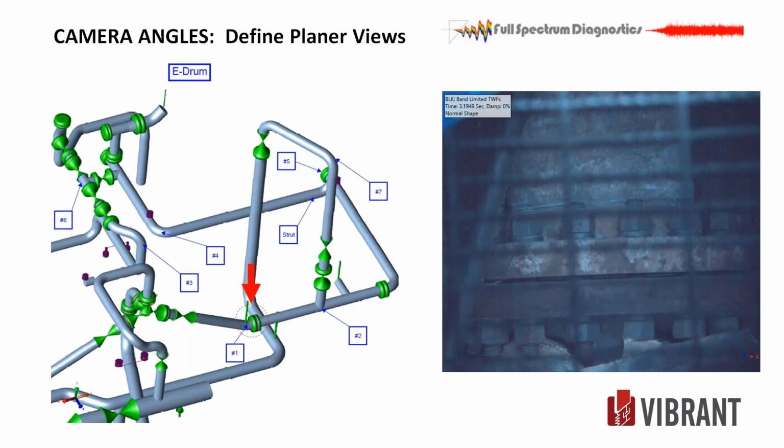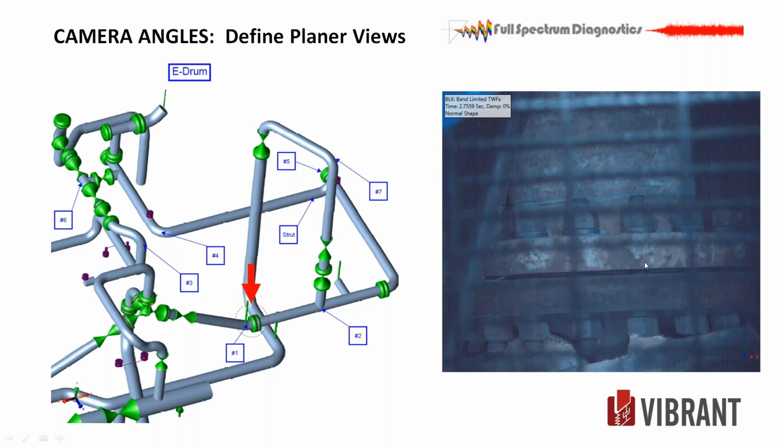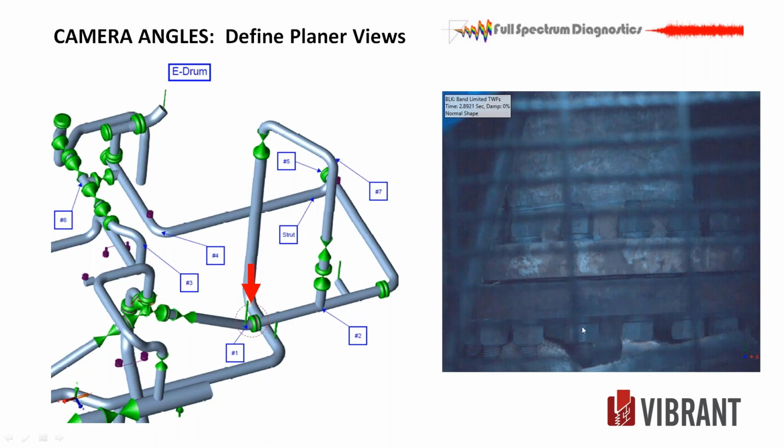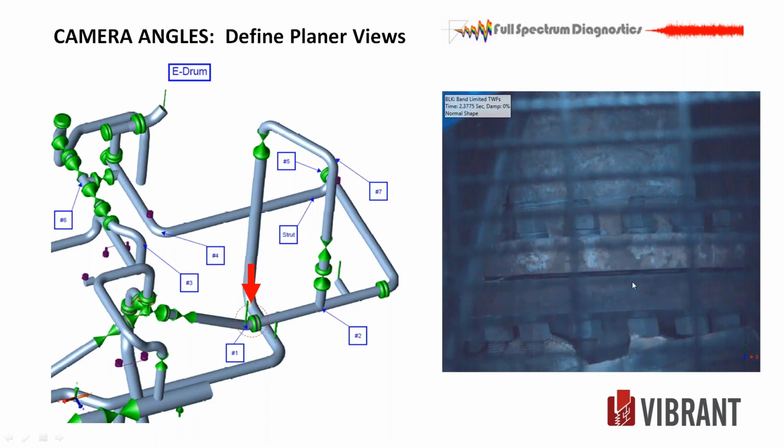What you're seeing is some axial vibration along the pipe length, and you see a bit of twisting in there. And its jerkiness is because I've slowed it down a little bit to be able to walk through that time waveform a little more uniformly.